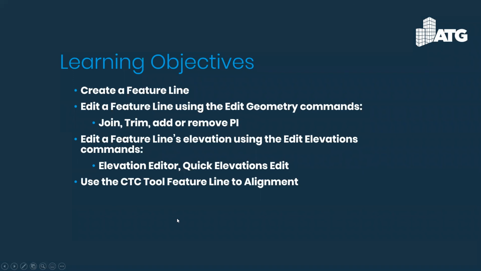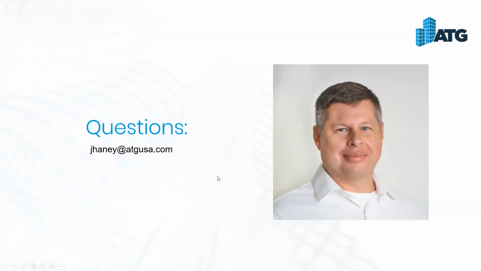So we have talked about how to create a feature line. We have talked about how to edit the geometry of it by using the edit geometry commands. I have talked about how to edit a feature line elevation using the edit elevations command, including the elevation editor, and how to know which PI point you're working with by seeing that triangle. And we did cover the CTC tools feature lines to an alignment.